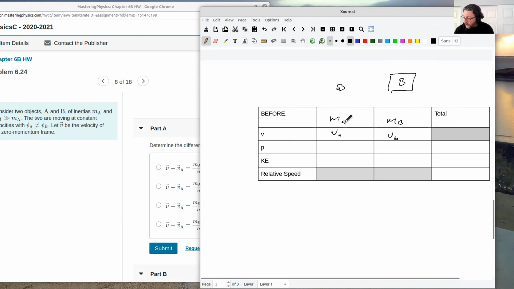So the total inertia of the system is the sum of those two, MA plus MB. And then the momentums are MA VA and MB VB, and the sum is MA VA plus MB VB. That's actually as much of the table as I need to be able to figure out what they're asking for in this question. I don't really need to write out what the kinetic energy and the relative speeds are going to be. I'm going to do it though.